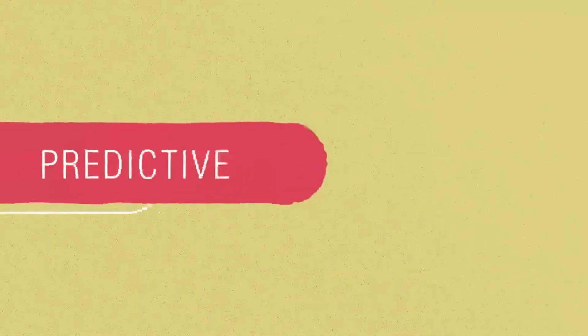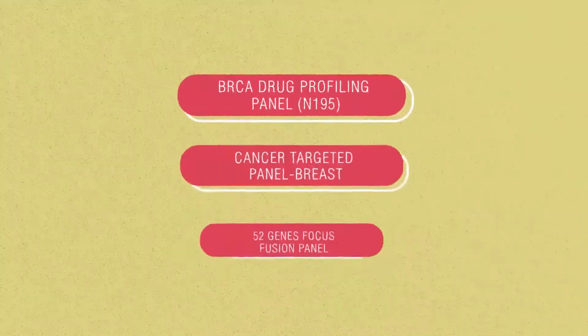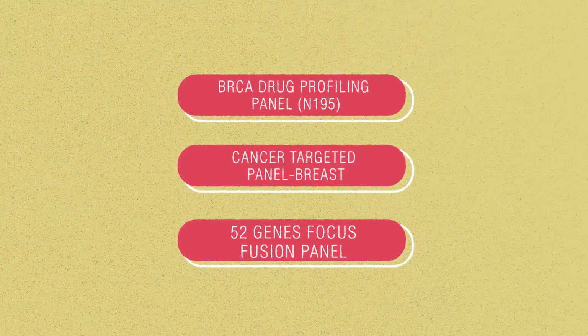The fourth category is predictive. This is a very important category as it identifies which drug works best in which patient. The tests in this stage are BRCA Drug Profiling Panel, N195, Cancer Targeted Panel, Breast, 52 Genes Focus Fusion Panel.